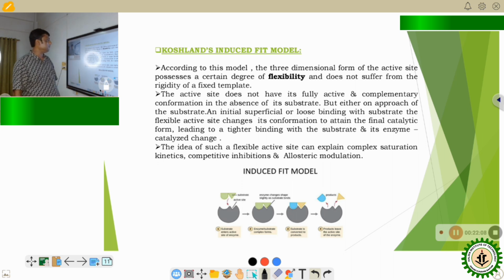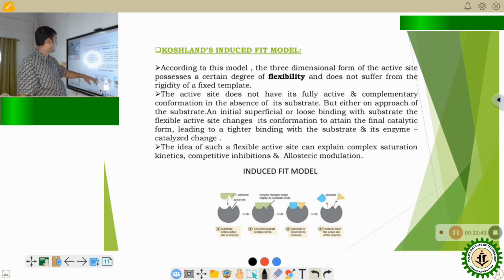The active site does not have its fully active and complementary conformation in the absence of its substrate. Completely, as in lock and key, whether the substrate is present or not does not matter, the active site remains in pre-rigid form. But here there is a slight flexibility. If there is no specific substrate, there are chances of slight changes in the configuration of the active site. Once the substrate comes, the active site takes the shape and fits the substrate inside.